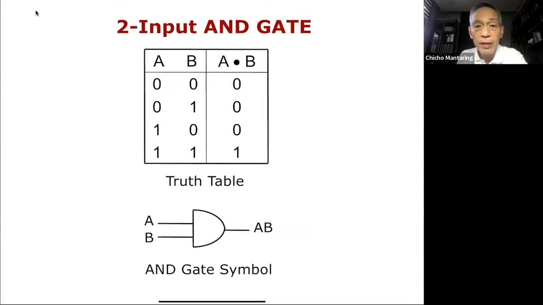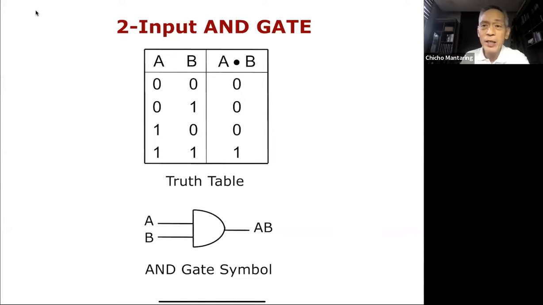Okay, so what is an AND gate? For an AND gate, the output is 1 when all of the inputs are 1. So this is the truth table for a 2-input AND gate.